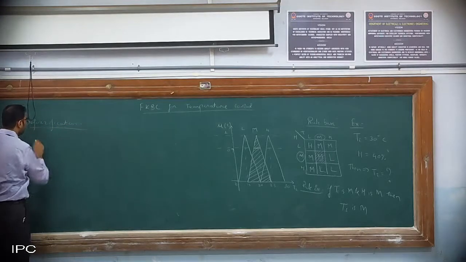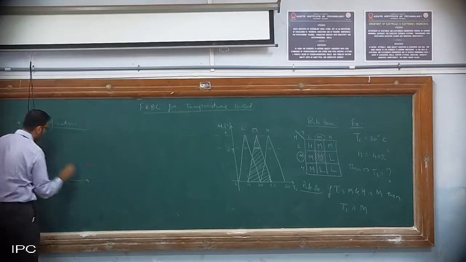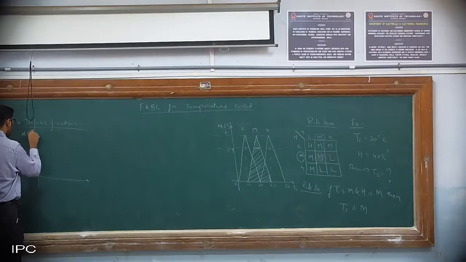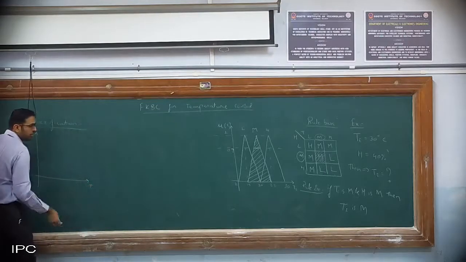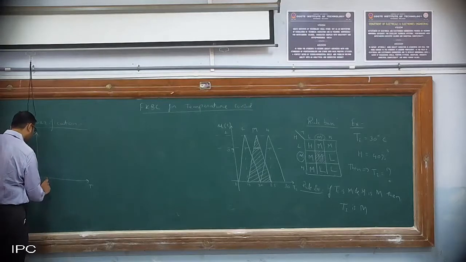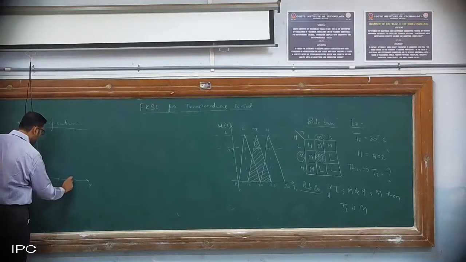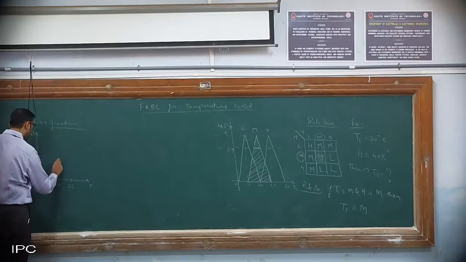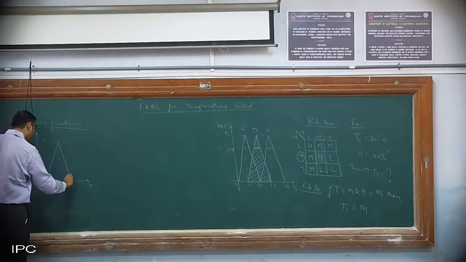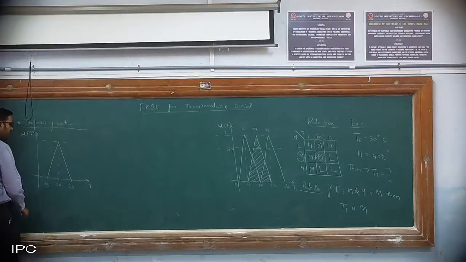Defuzzification. Now the area which we have taken, mu of T internal, and this is T. We have a range which we had selected as 15 to 25. So 15, 20, and this is 25. This is the triangle which has been selected.